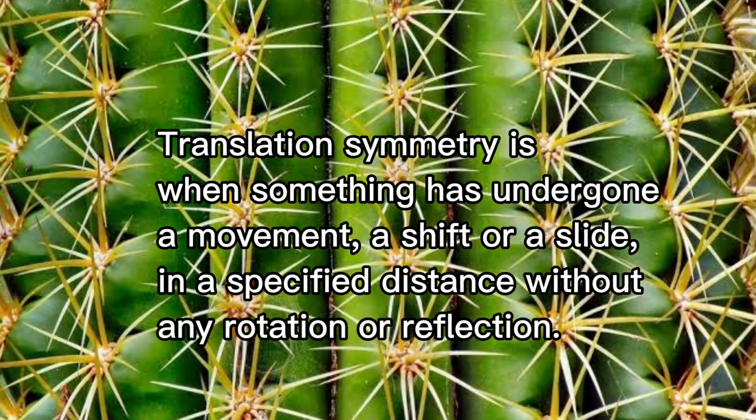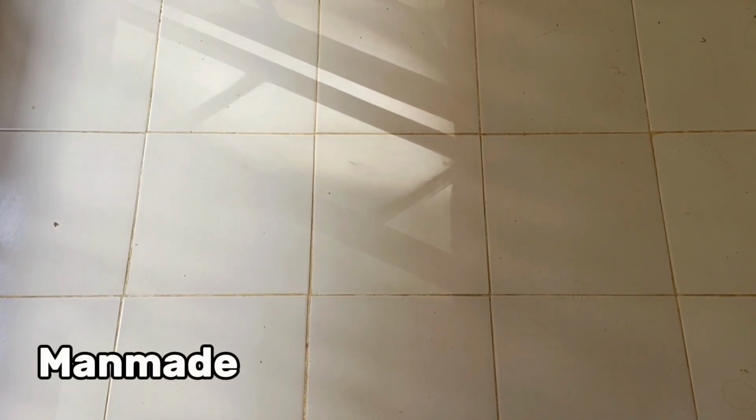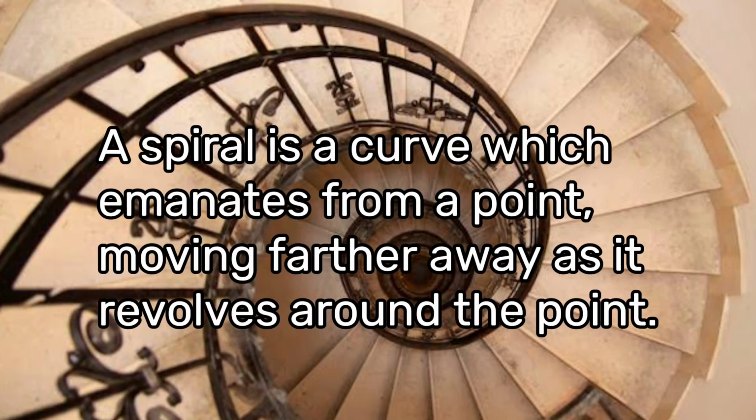Translation symmetry is when something has undergone a movement, a shift or a slide in a specified distance without any rotation or reflection. Here are the examples. In nature, you can see this with the thorns on a cactus, and in man-made objects, like tiles on a floor, you can observe translation pattern.